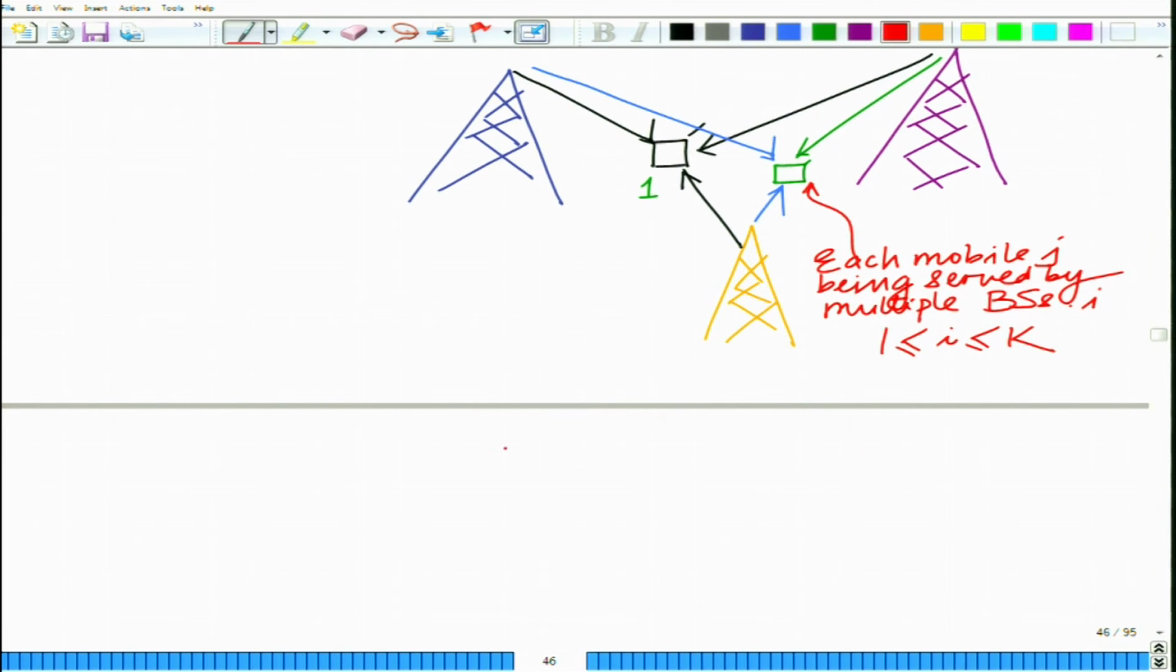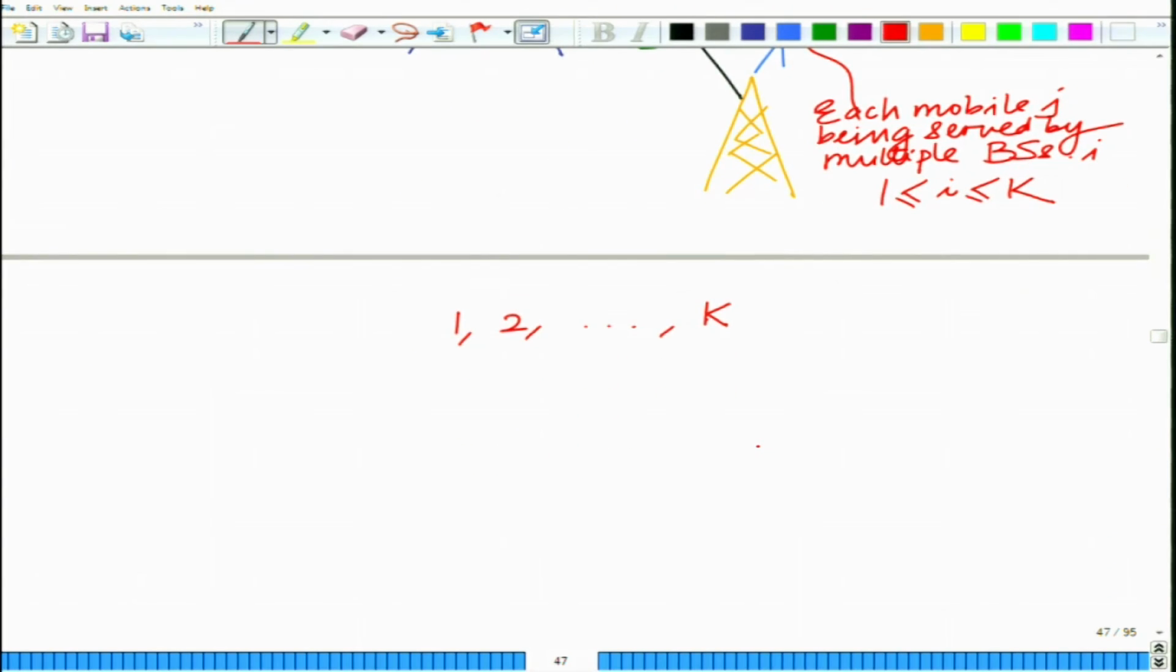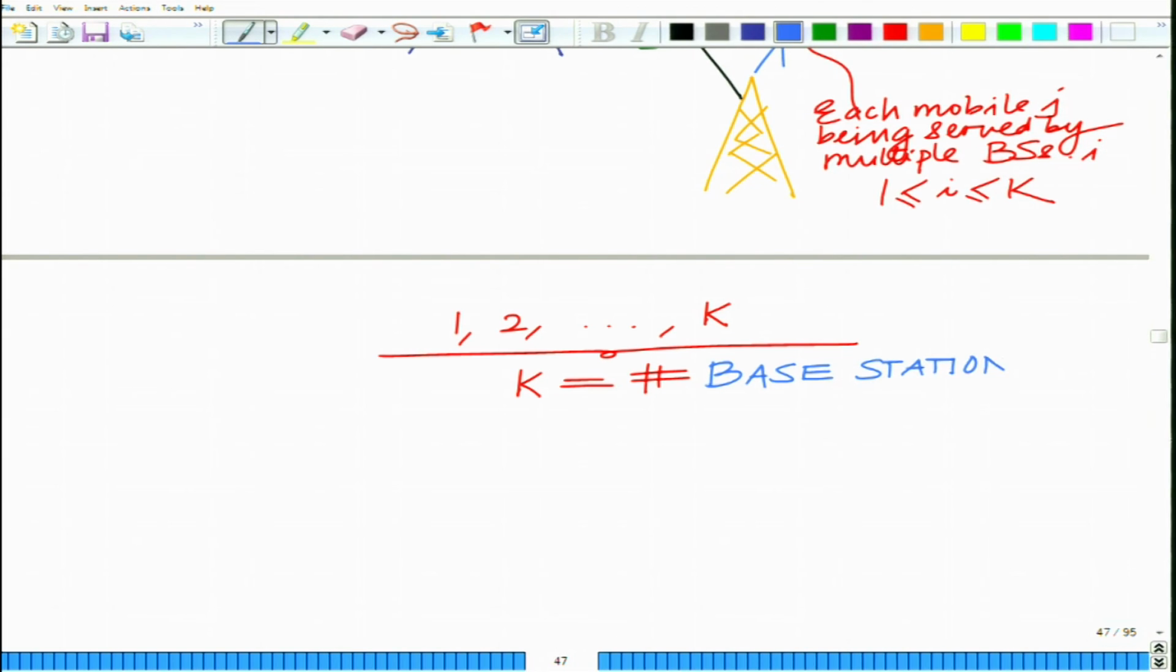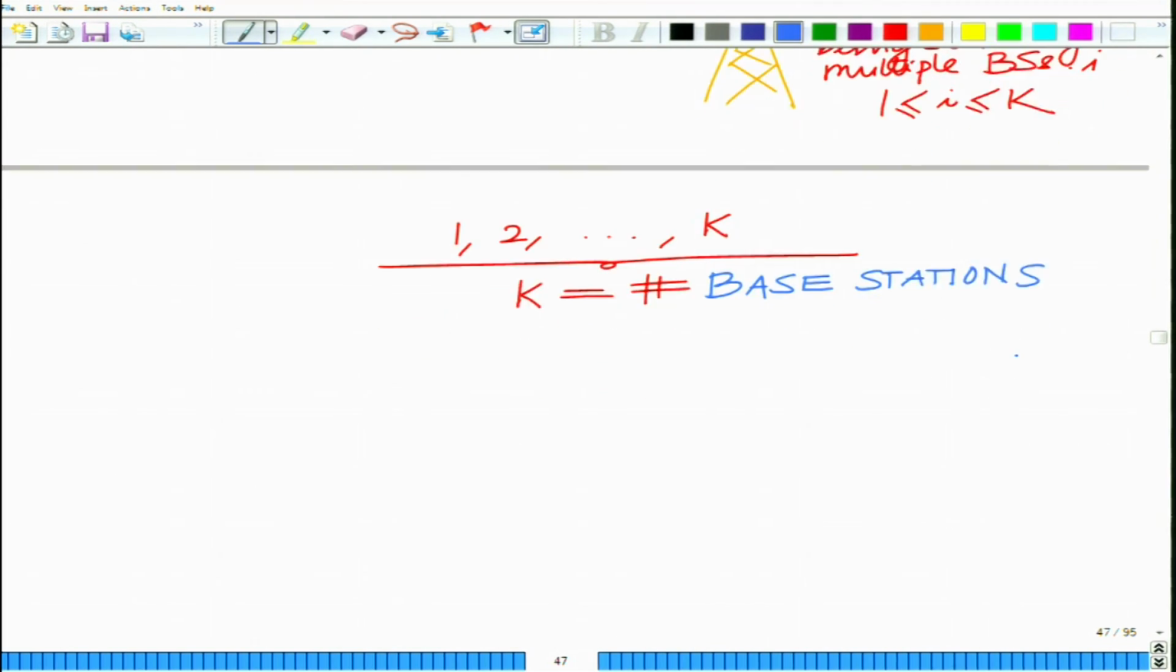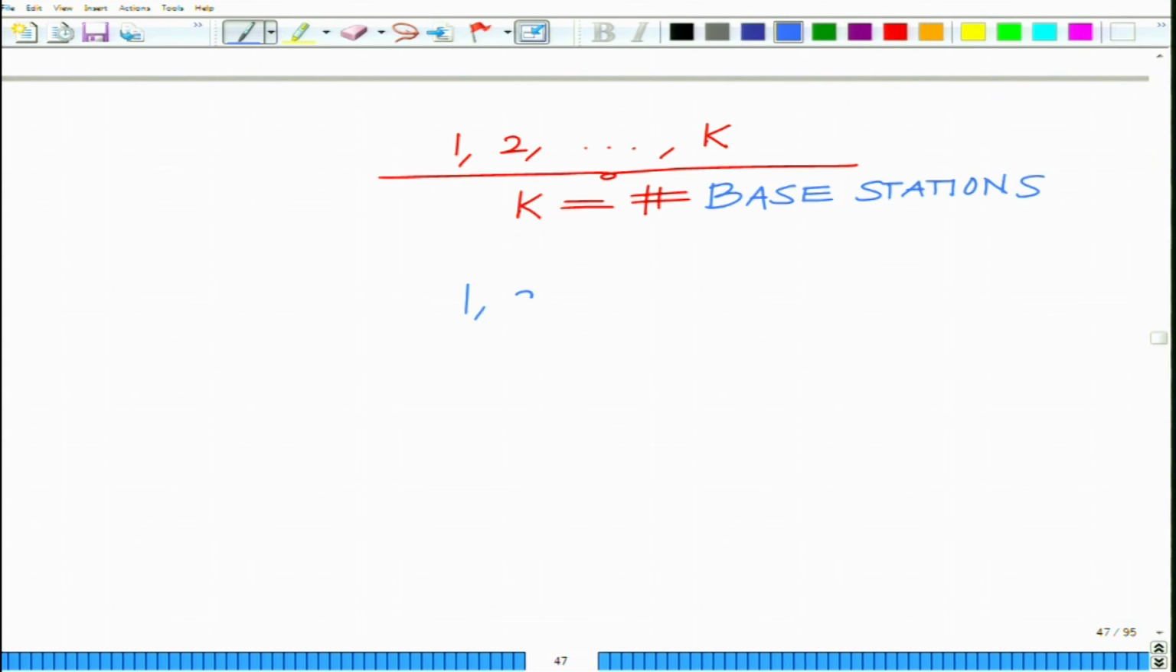Okay. So, we have base stations 1, 2 up to k, these are the base stations, base station 1, base station 2. So, k equals the number of base stations. Okay. And we have m total users, that is 1, 2 up to m, these are the number of users.